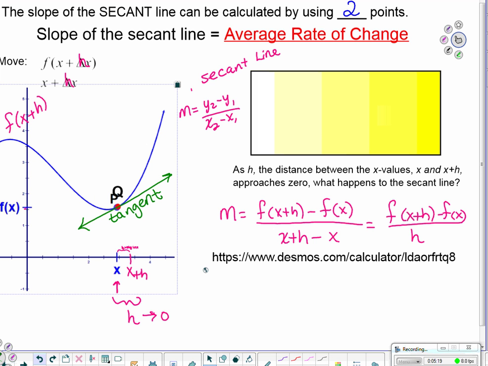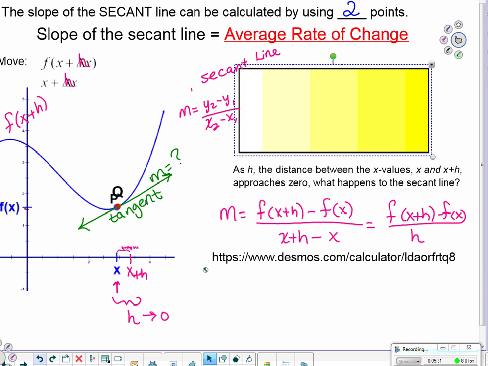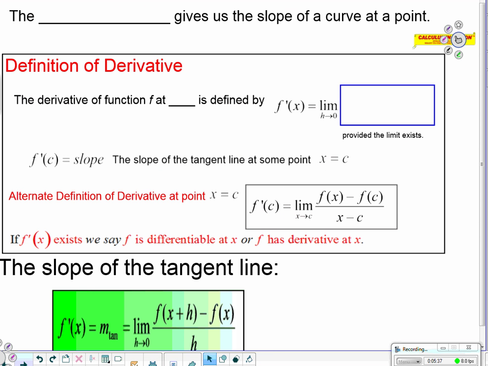Okay? It now is a tangent line. And how would I calculate the slope on this tangent line? Well, that's really the job of a derivative. The job of a derivative is to calculate the slope of a tangent line at a particular point.